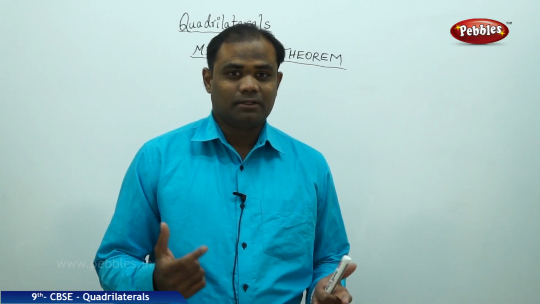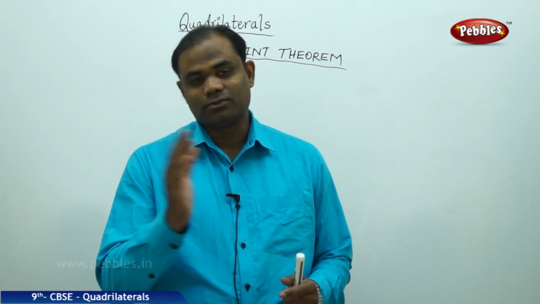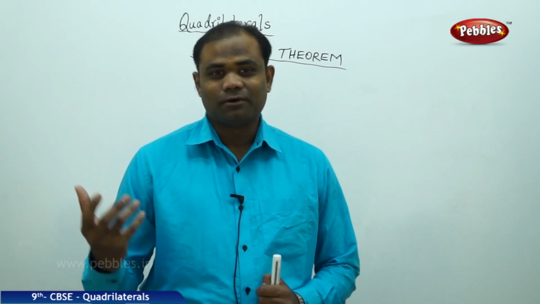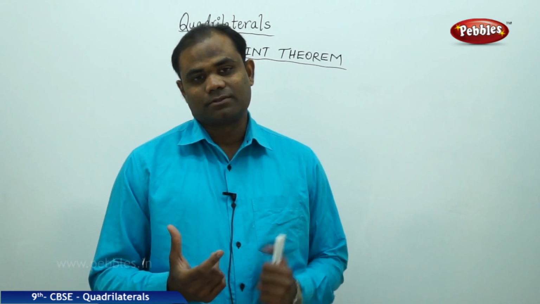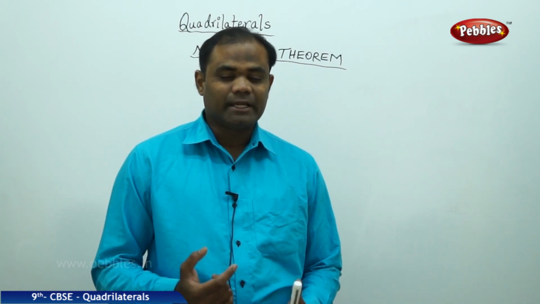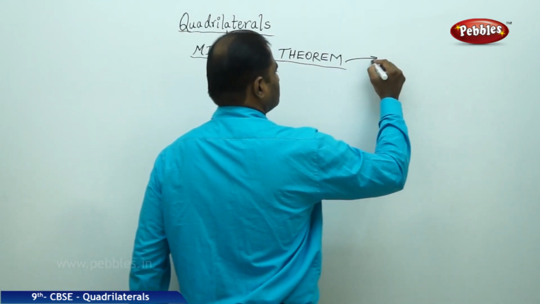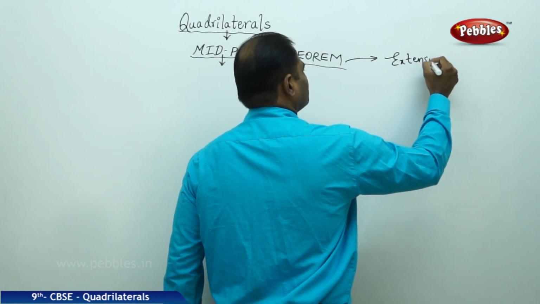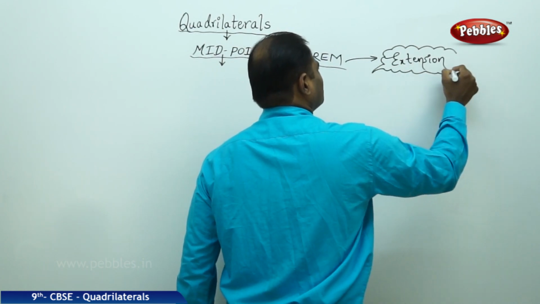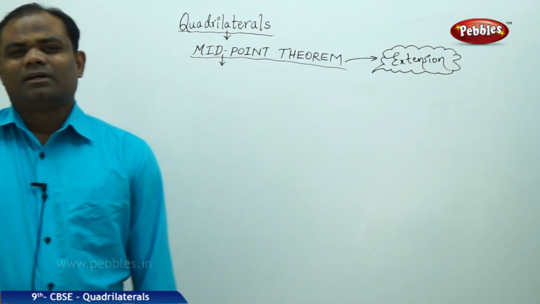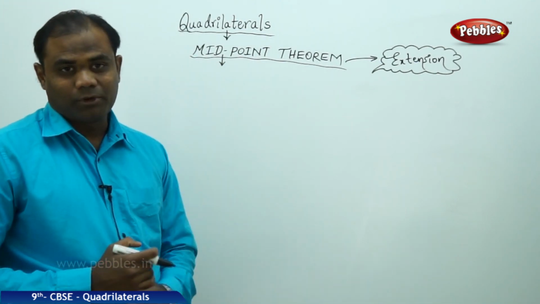Now that we have defined the midpoint theorem connected with the parallelity of the two midpoints joined for the two sides of a triangle, now let's see the extension of the midpoint theorem. There is an extended property which relates to the midpoint theorem. So let's see the extension of midpoint theorem. Before that, let's recap with the midpoint theorem.